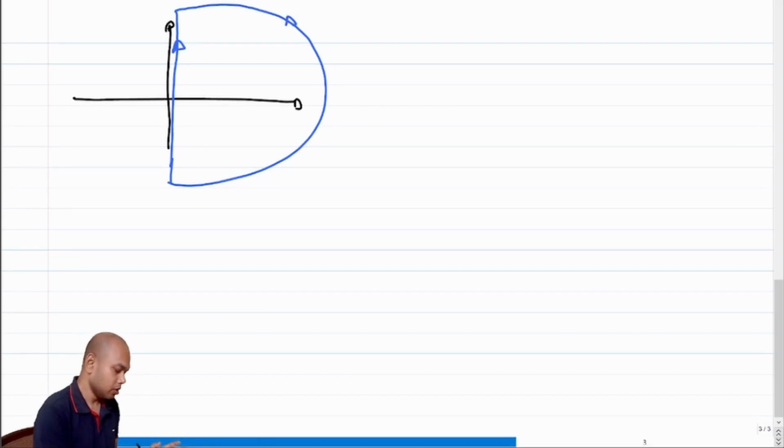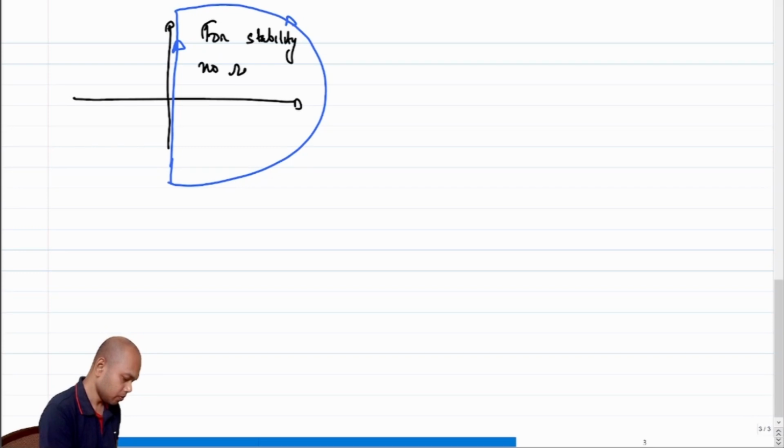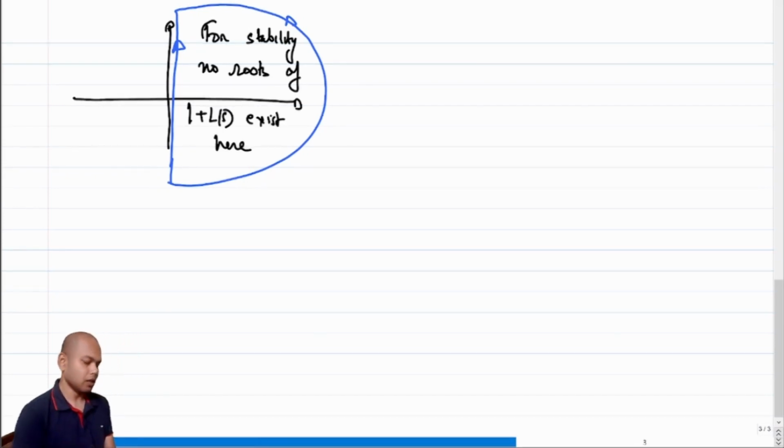So we have to ensure that for stability, no roots of 1 plus L of s exist here, right? We must ensure that this actually happens. So in order to ensure that, what do we need to ensure?